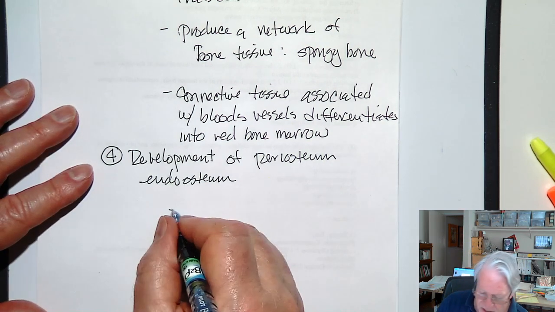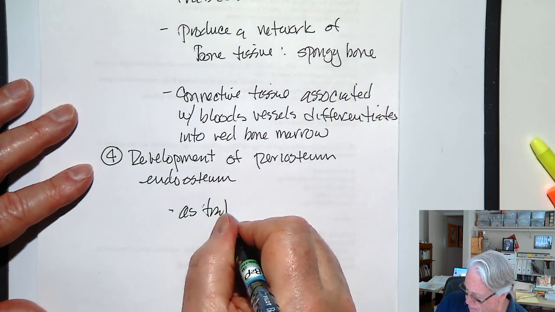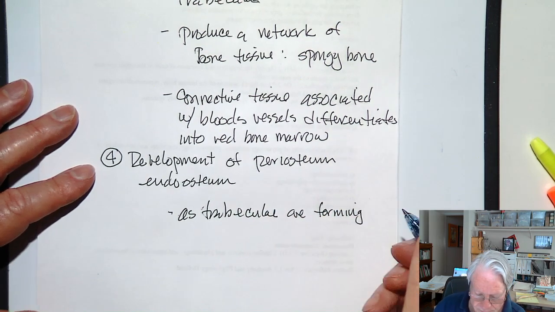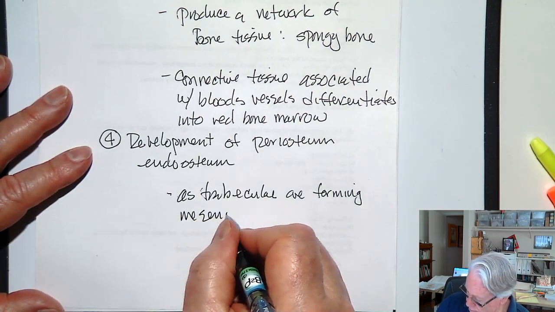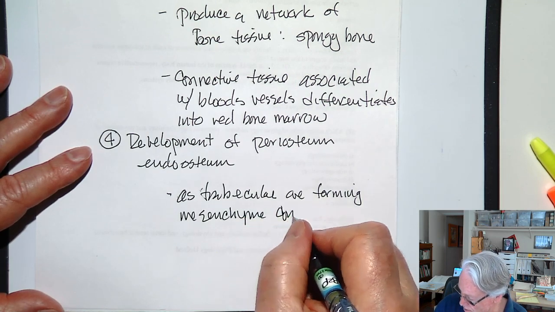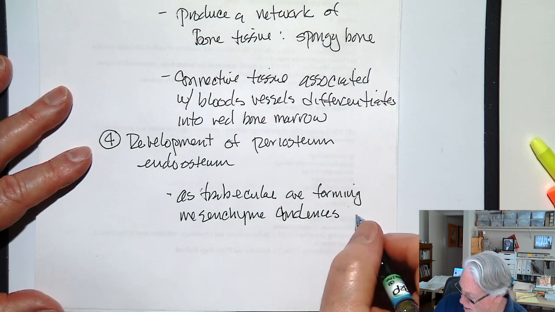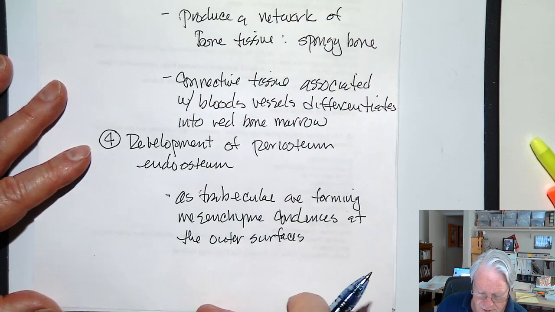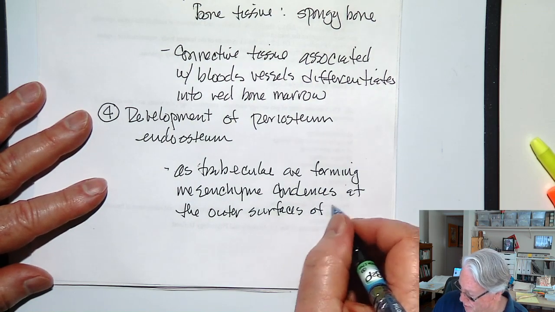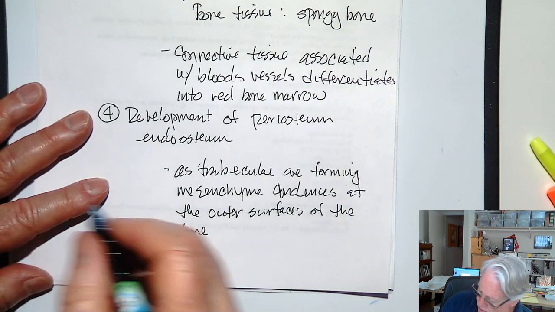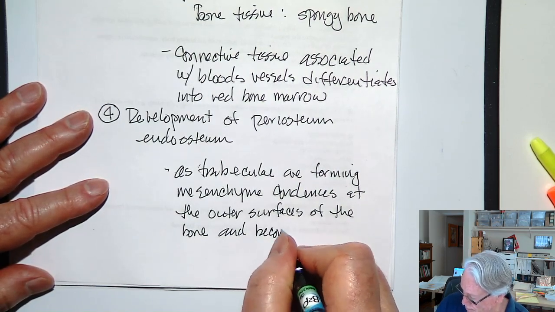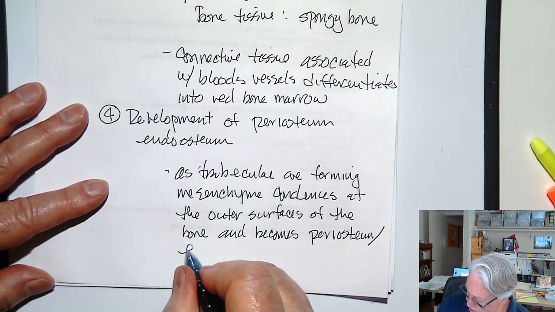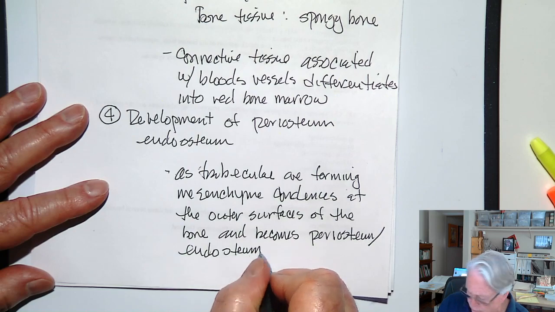And so what's going to happen is that as trabeculae are forming, mesenchymal condenses at the outer surfaces of the bone and becomes the periosteum / endosteum, again, depending on location. Okay.